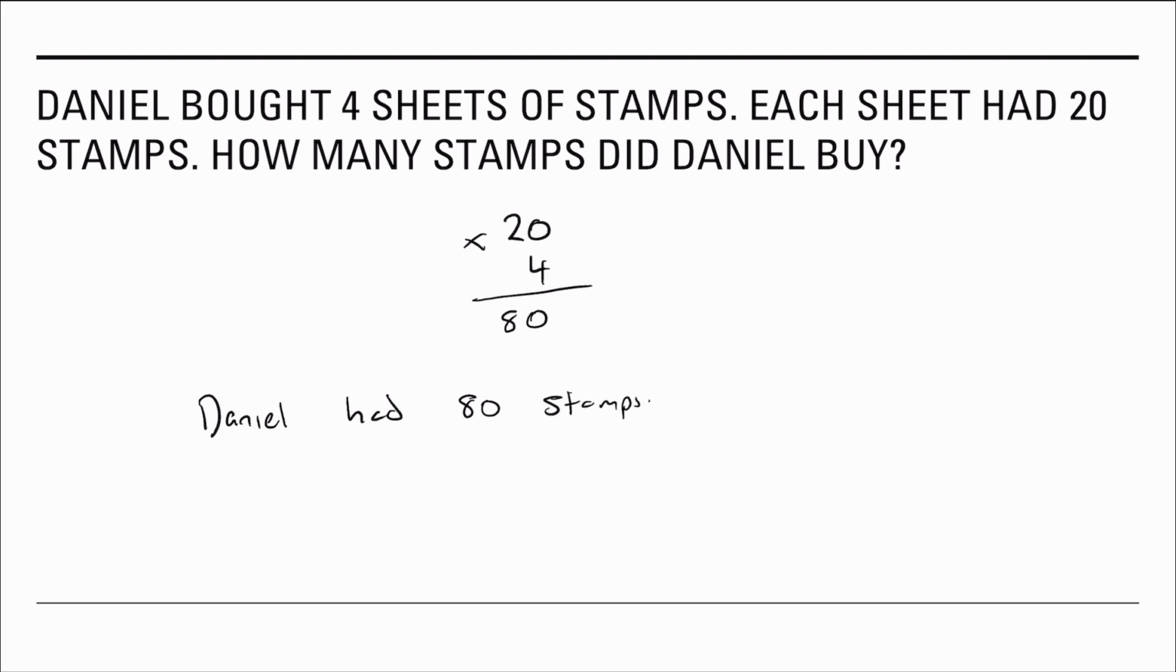Or Daniel bought 80 stamps, or whatever phrasing, just to show that you can actually translate it back from a mathematical answer into something that's easily accessible for people that maybe aren't mathematically inclined.